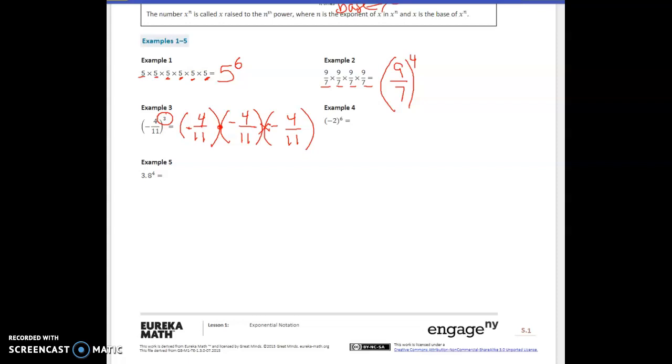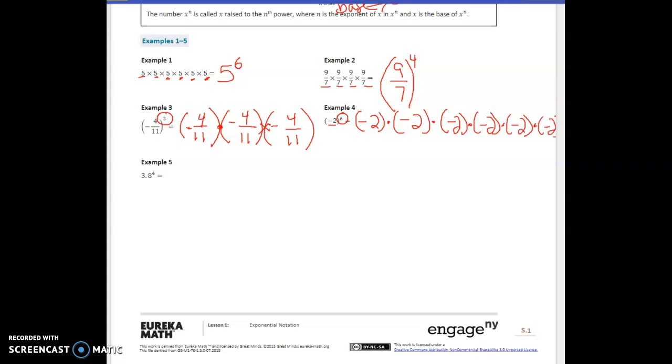The same thing here in example 4. We're taking a base of negative 2, and we're repeatedly multiplying it by itself 6 times. Now what am I missing here? Those parentheses. So I do 1, 2, and like I said, if you want to put a dot in, you could. 3, 4, 5, 6 times. So 1, 2, 3, 4, 5, 6.